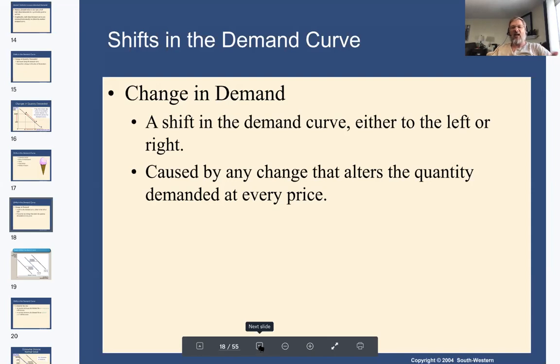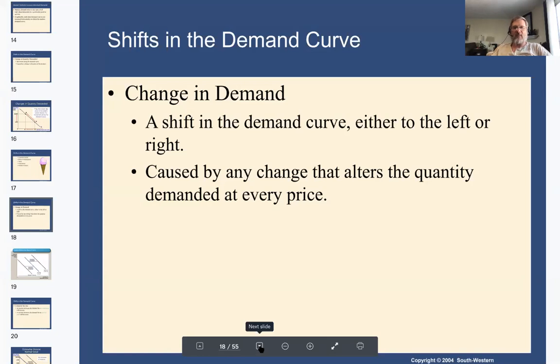When you're looking at these graphs, try to think left, right, almost always. There's one exception I'll tell you about later where thinking about up and down will actually help. But most of the time, 90% of the time, it's left or right. There's just one exception. So it can be caused by any change that alters the quantity demanded at every price. And that's kind of important. These shifters that we talked about, they're going to affect the quantity at every price.